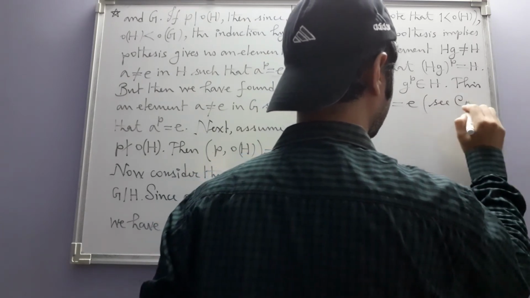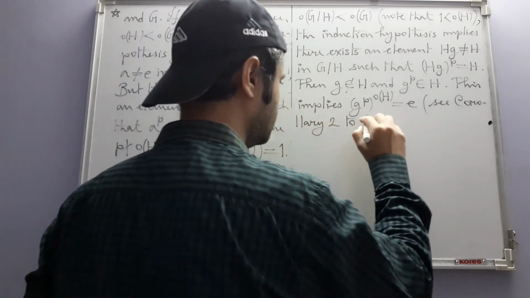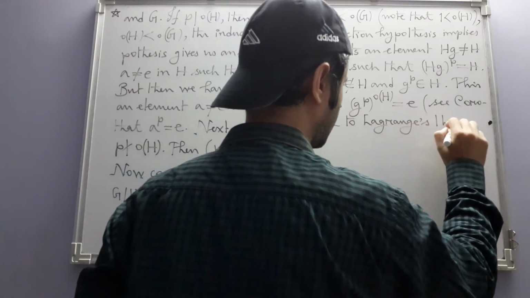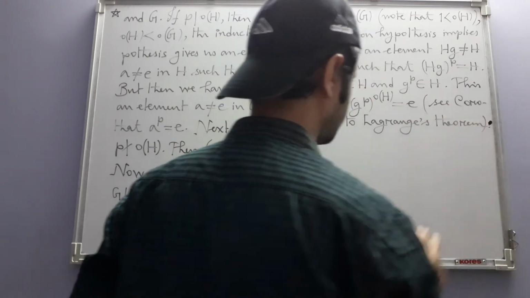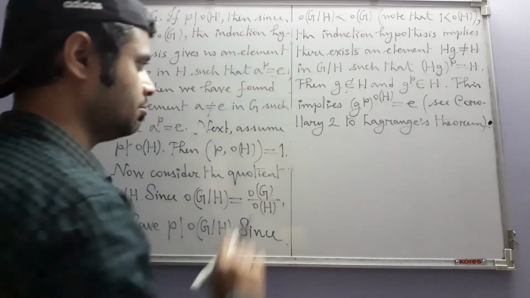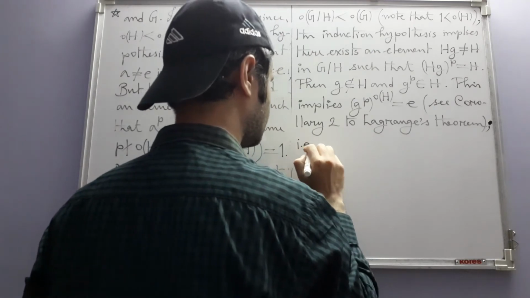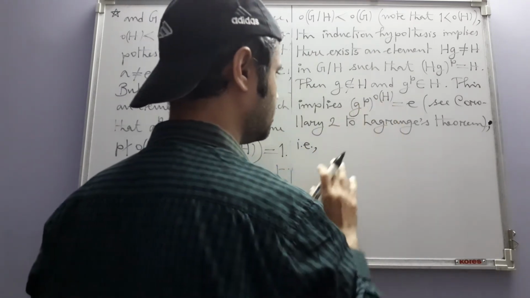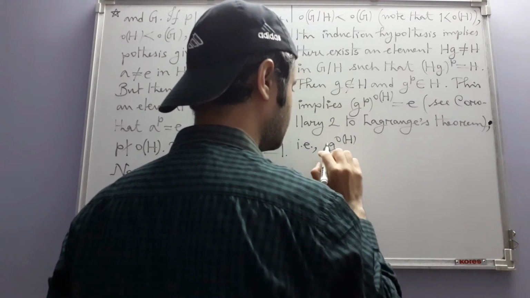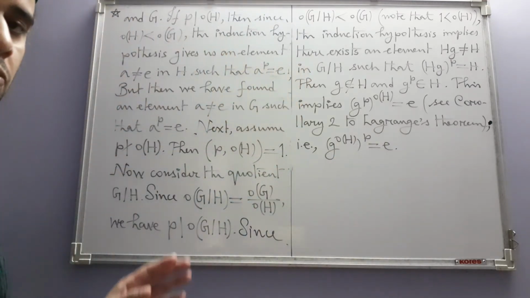Corollary to Lagrange's theorem. I don't remember the exact number of the theorem, so I'm just calling it Lagrange's theorem. You know what the theorem is. That is, using the rules of exponent, we can alter the things slightly and write this. Now we are almost there.